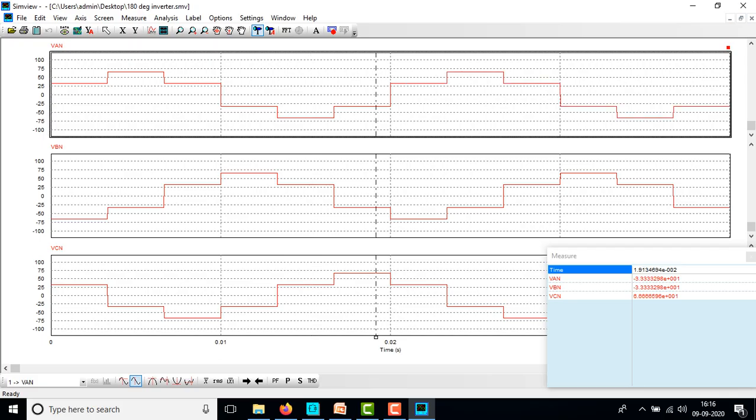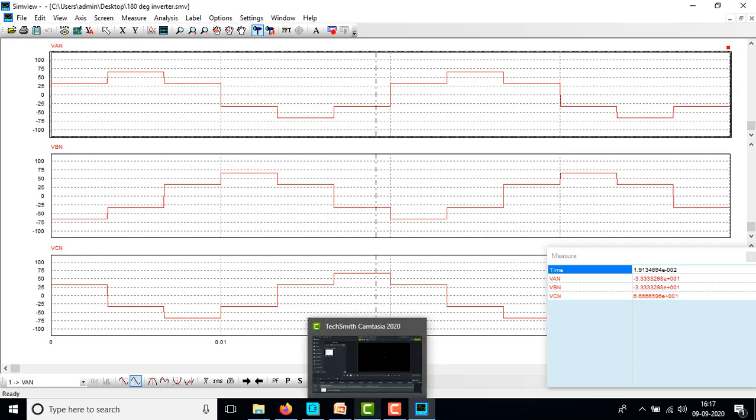Similarly for the remaining 2 phases VBN and VCN we will have 6-step waveforms. Vs by 3, 2 Vs by 3, again Vs by 3, then minus Vs by 3, minus 2 Vs by 3, again minus Vs by 3. So there are totally 6 steps. So for each phase we will have a 6-step waveform as the phase voltage.